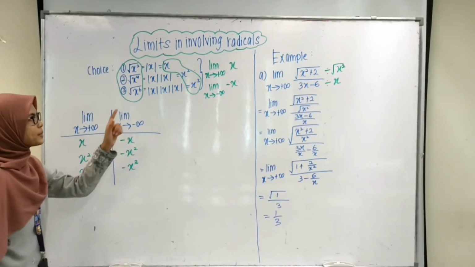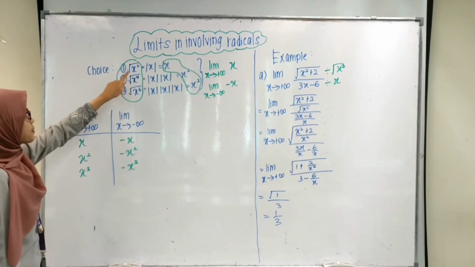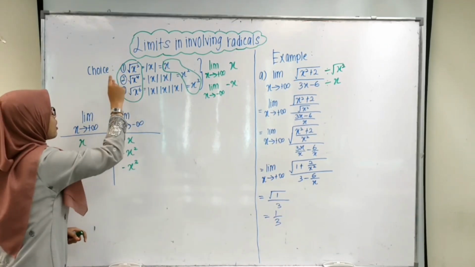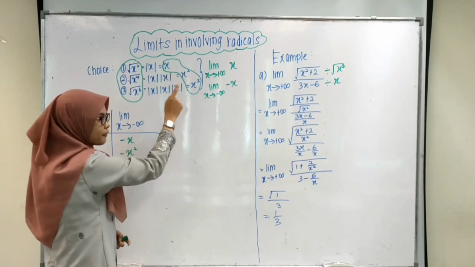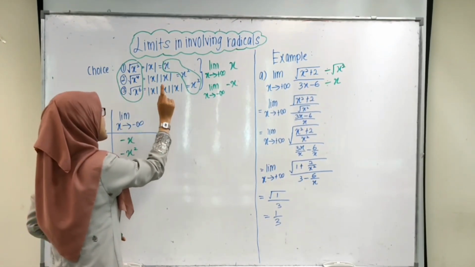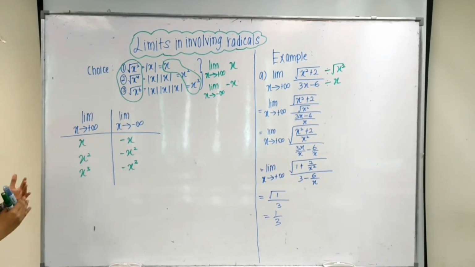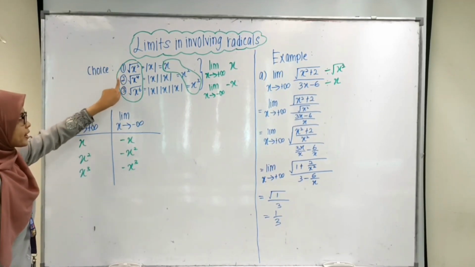Okay, we continue with limits involving radicals. Here we have three choices. First choice is when square root of x² equals modulus x equals x. Second choice is when square root of x⁴ equals modulus x equals x². The third choice is when square root of x⁶ equals modulus x equals x³. When we get this pattern of question, we will not disturb this part.